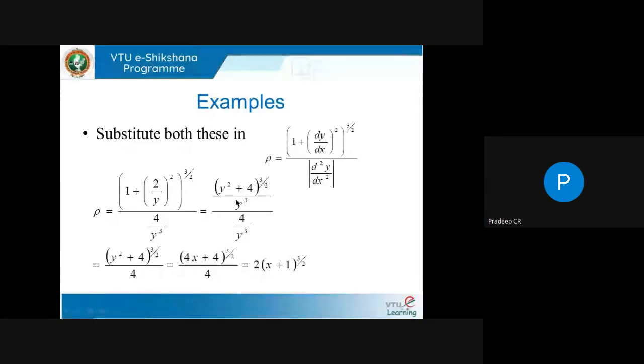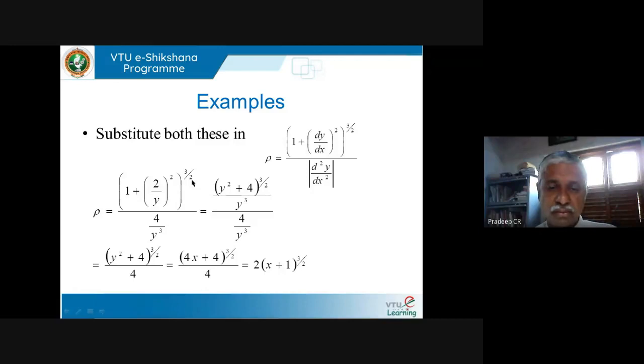So I simplify this. It's just algebraic manipulation. So y square plus 2 square, which is 4, by y cube. How did I get cube? Because y square whole to the power of 3 by 2. Understand this. This y square plus 2 square divided by y square whole to the power of 3 by 2. So y square plus 4 whole to the power of 3 by 2 divided by y square whole to the power of 3 by 2, which is y cube.